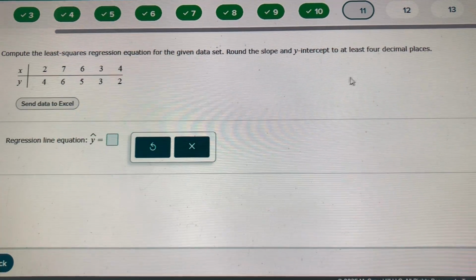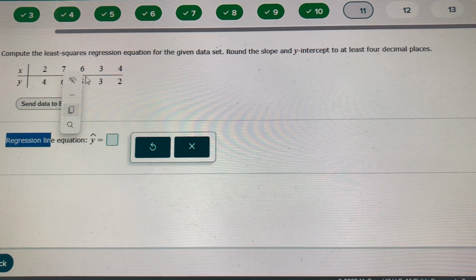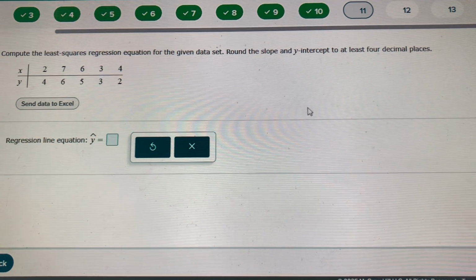Okay, so that is the end of 4.1. I can tell that because we're done with correlation. Now this is the next concept when you're doing a regression line. That's section 4.2. So this is a good stopping point.